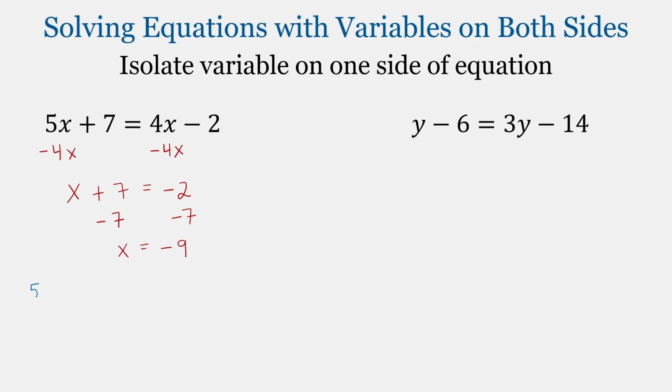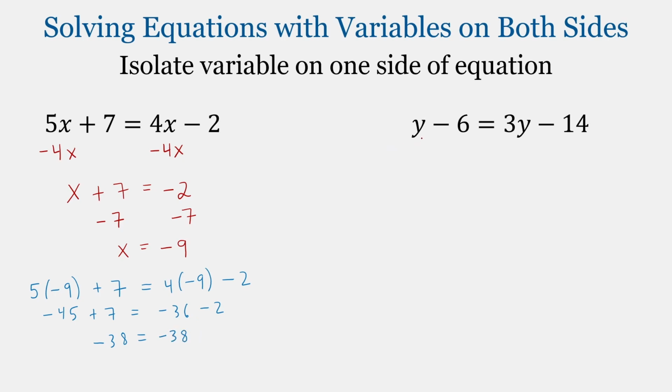Checking our answer, we have 5 times negative 9. So wherever there's an x in the original equation, we'll put a negative 9. And that's equal to 4 times negative 9 minus 2. This is negative 45 plus 7 equal to negative 36 minus 2. Negative 45 plus 7 is negative 38. And negative 36 minus 2 is also negative 38.